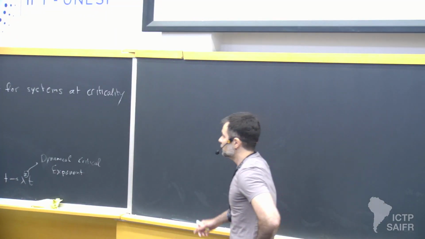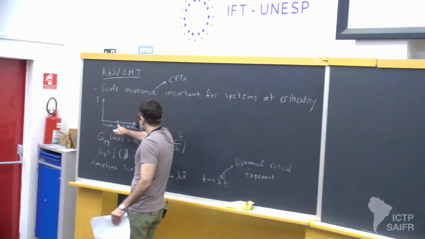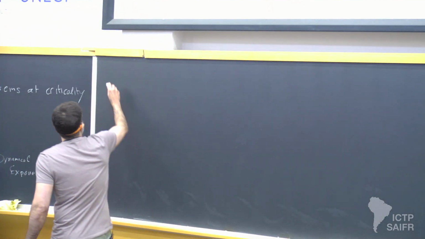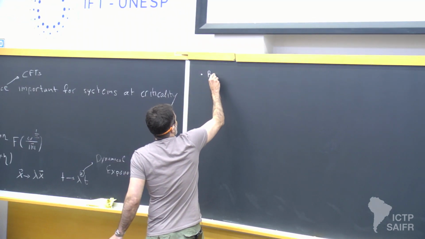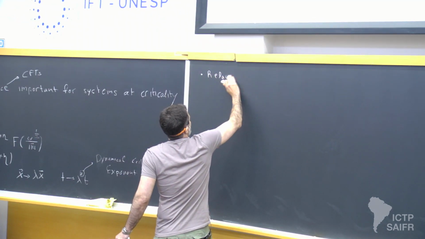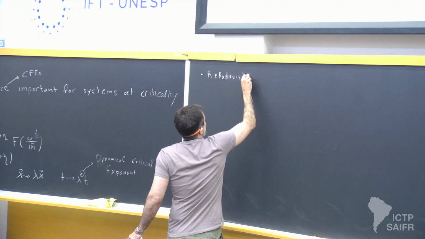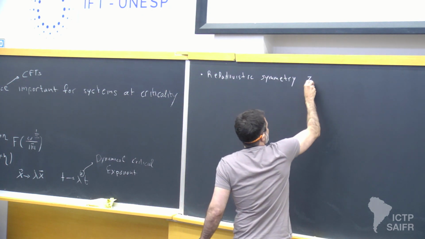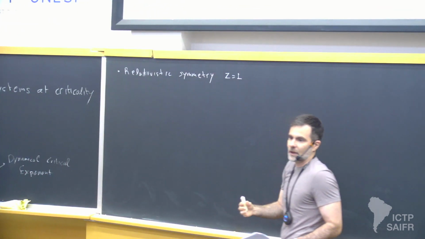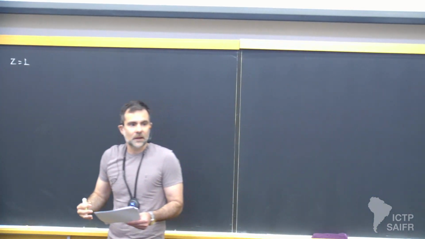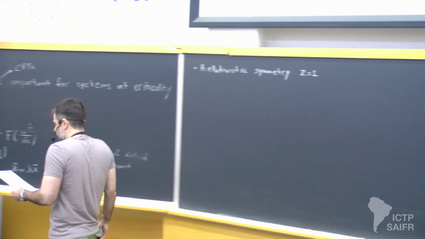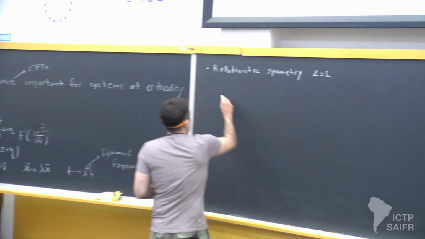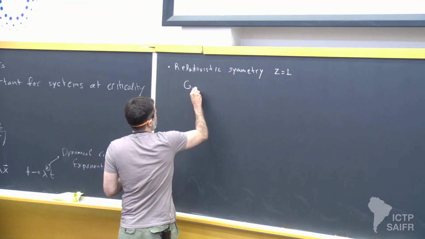Now, if it so happens that your critical point at g_c has an emergent relativistic symmetry, if you have Lorentz boosts, for example, then relativistic symmetry tells you that z has to be equal to 1. So time and space would have to scale in exactly the same way, and z can only be 1 for the relativistic case. Moreover, relativistic symmetry will completely fix this two-point function.